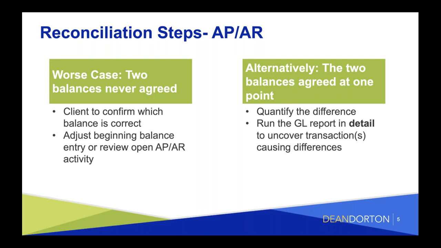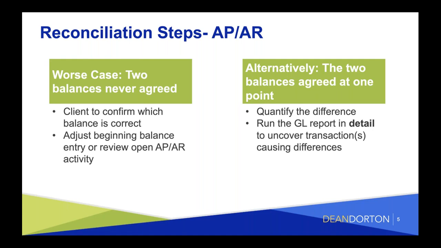adjust, whether you're adjusting the general ledger or whether you're reviewing the open AR AP activity. You make an adjustment to get them both in line with where they should be. If the GL is correct, then you figure out what adjustment you need to make into the subledger. If the subledger is correct, then you make a GL adjustment. Okay.